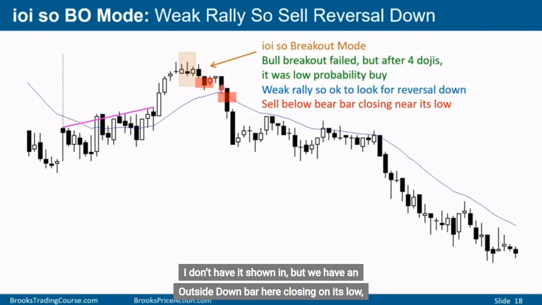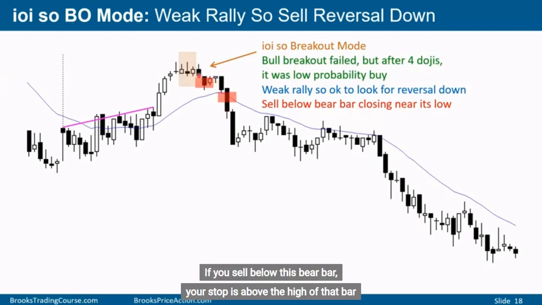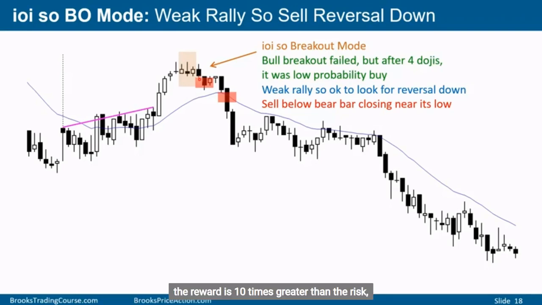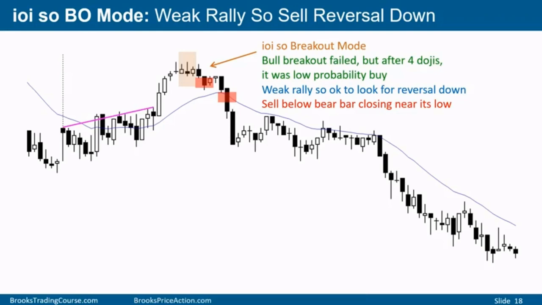I don't have it shown in, but we have an outside down bar here closing on its low, closing near the low of that. That's a reasonably good sell. Look at the size of the reward if you held for a swing. If you sell below this bear bar, your stop is above the high of that bar or the high of the pattern, so very little risk. And even if the probability of a swing is only 50%, the reward is 10 times greater than the risk. And therefore, the trader's equation is excellent, even though the probability is only about 50% that you'll get a swing down.